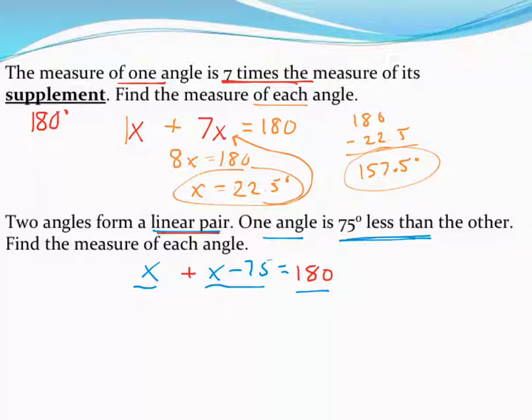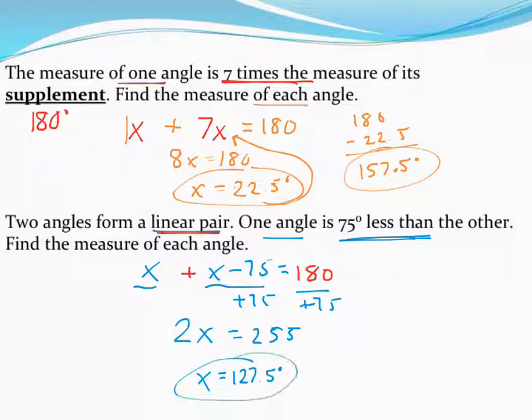So let's combine some like terms. I get 2x. I think at the same time I'm going to add 75 to both sides and just save some time. So I get 2x equals 255. And then if I divide to finish this, I get one of my missing angles to be 127.5 degrees. And I'm noticing in the directions again they said find the measure of each angle. So if one of them is 127.5, let's find the supplement of that by subtracting from 180. And I get another angle, my second angle, of 52.5 degrees.